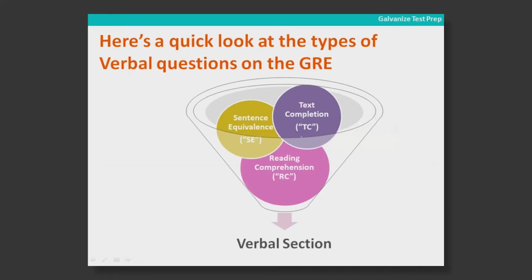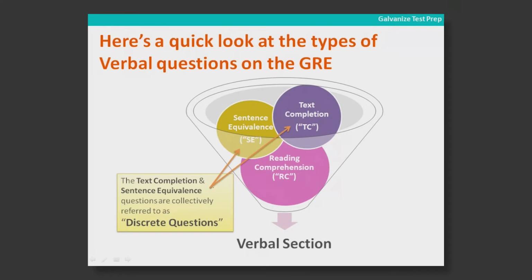So a quick revision of the question types on the verbal part of the GRE. We have 3 types of questions for those of you who are unfamiliar: text completion or TC questions, sentence equivalence or SE questions for short, and reading comprehension or RC questions for short. Now, all of these are the different question types you would encounter in the verbal section of the GRE. In an average GRE, you would have at least 2, if not 3 verbal sections. So we call the text completion and sentence equivalence questions collectively as discrete questions. And those are the types we're going to be dealing with today.